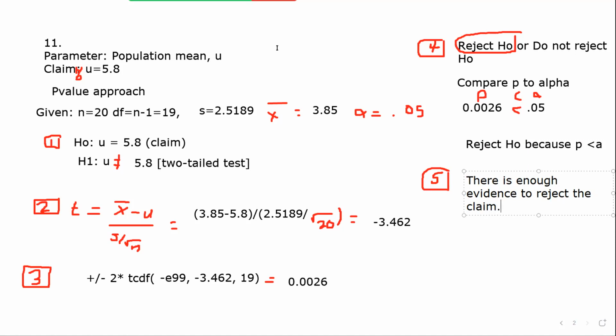Underline is and underline reject. There is enough evidence to reject the claim. And that, my friends, is how we do a p-value hypothesis test for a T, okay?